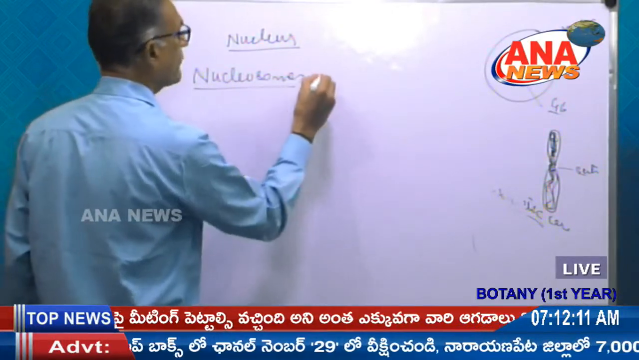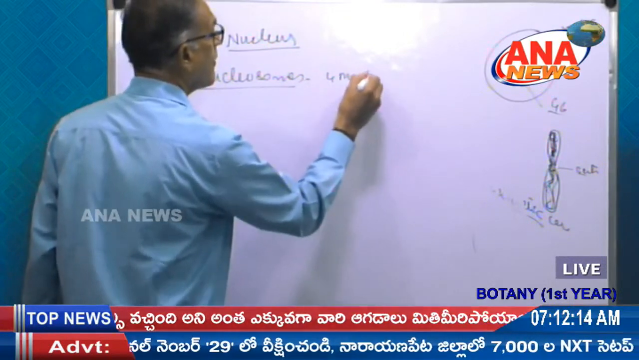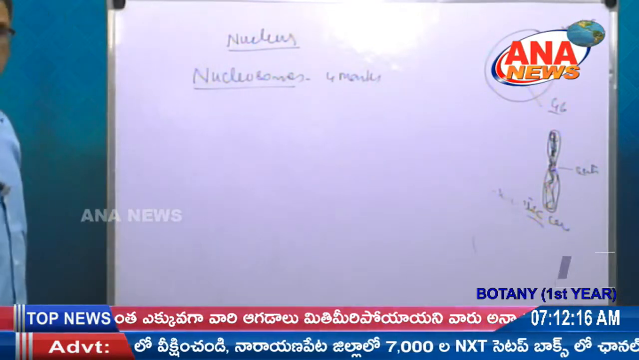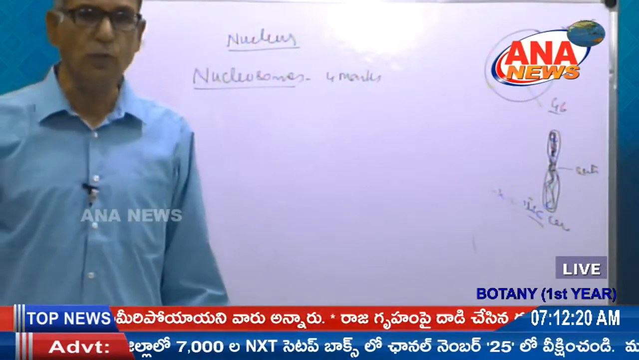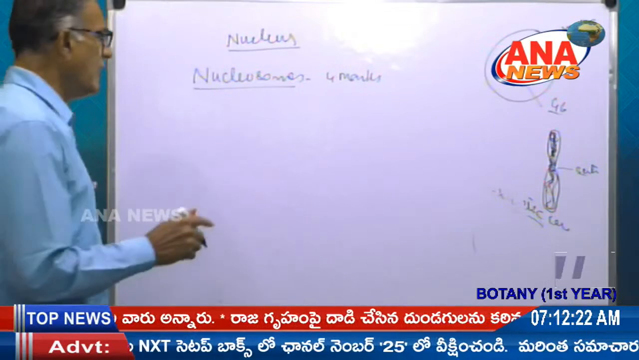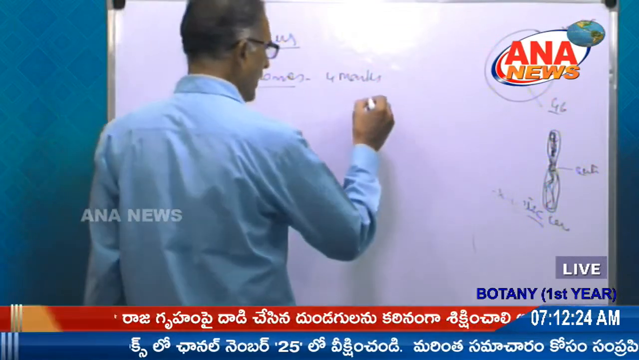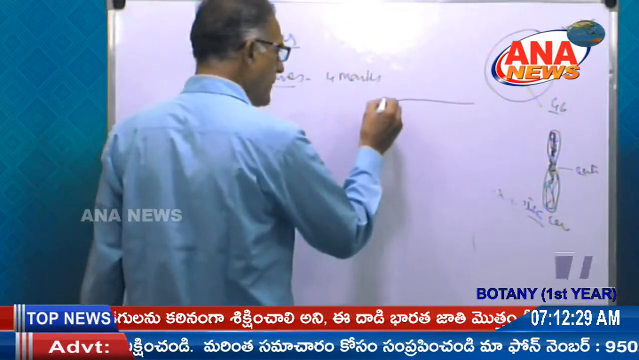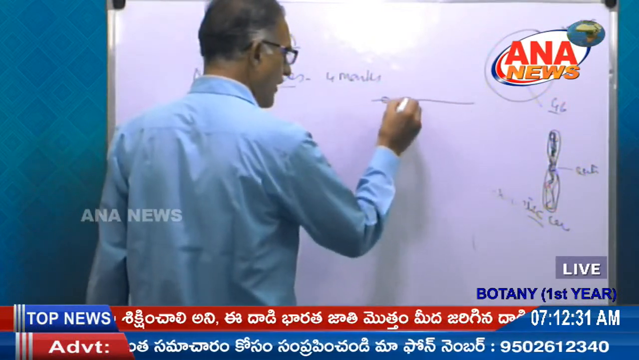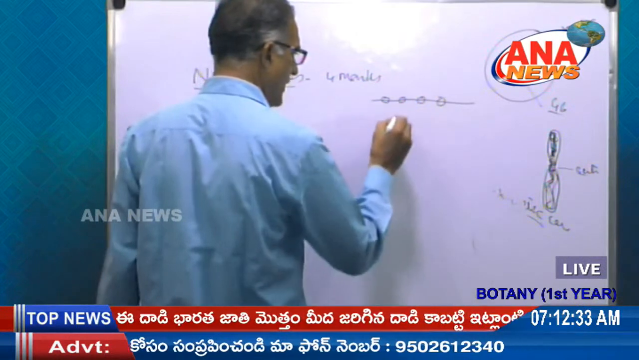It is also important for 4 marks. Nucleosome. When we view the chromatin under an electron microscope, it appears as beads on the string of chromatin.